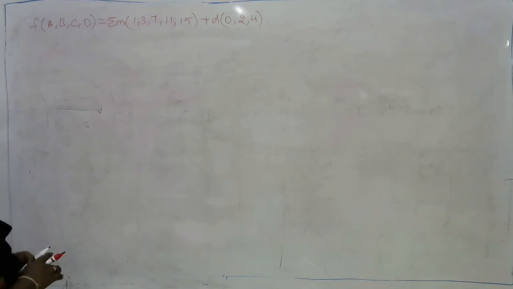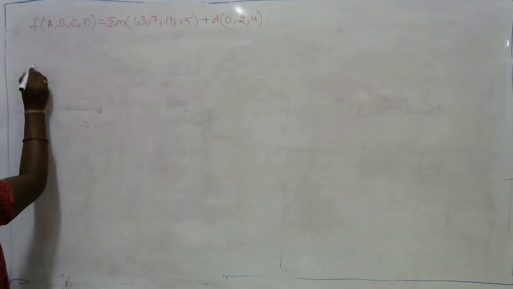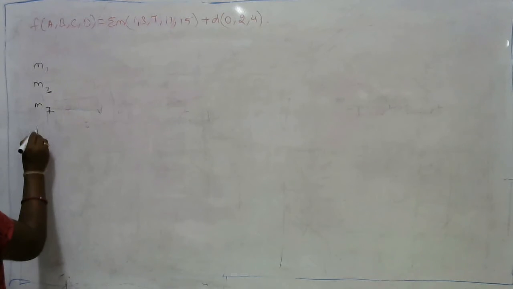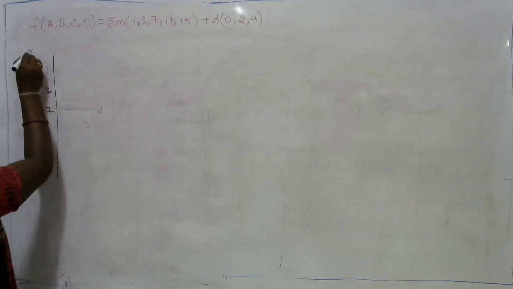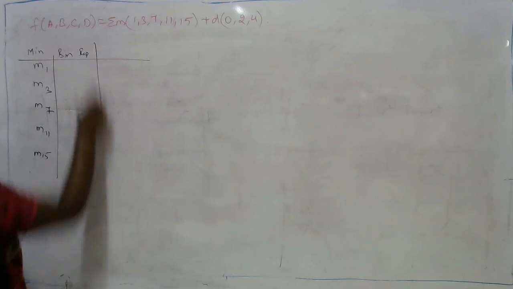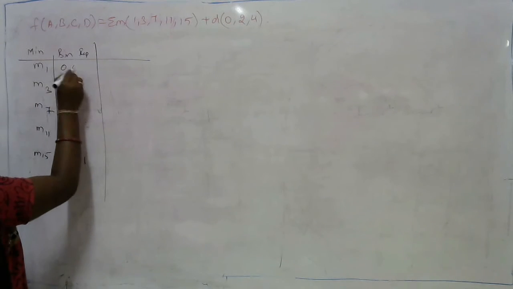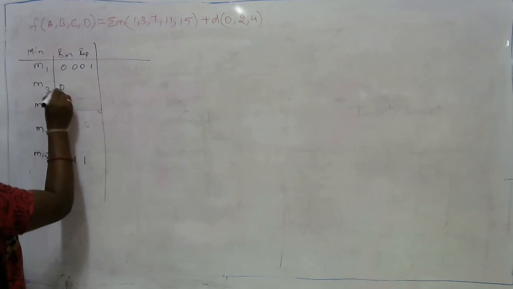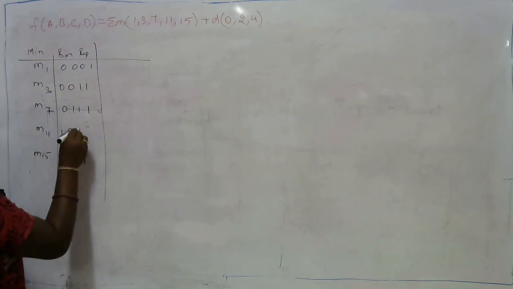Now, the first step is similar to that of the previous one. We need to write down the minterms first in increasing order: M1, M3, M7, M11, M15. Next is the binary representation. The maximum is 15, which is all ones. 1 is 0001. Similarly, 3 is 0011, 7 is 0111, 11 is 1011.